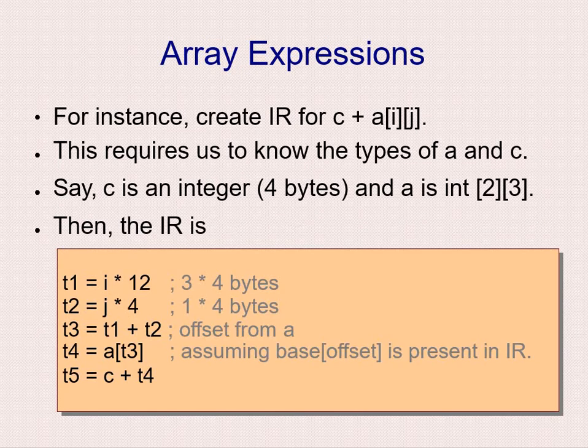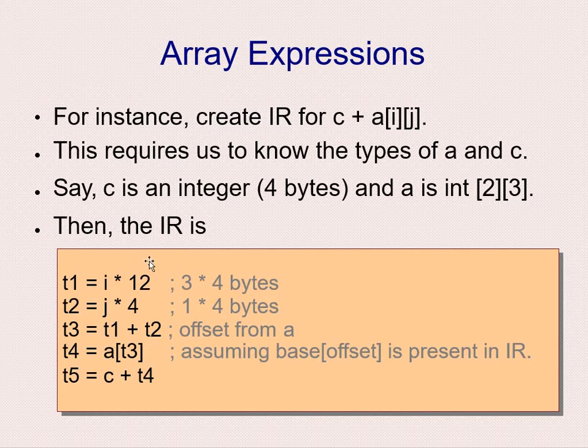Suppose we have an array. How, for instance, do we create the intermediate representation for c + a[i][j]? This requires us to know the types of a and c: whether integer or character, whatever. Say c is an integer, which has 4 bytes, and a is an integer array of 2 by 3. This one is a 2D array.